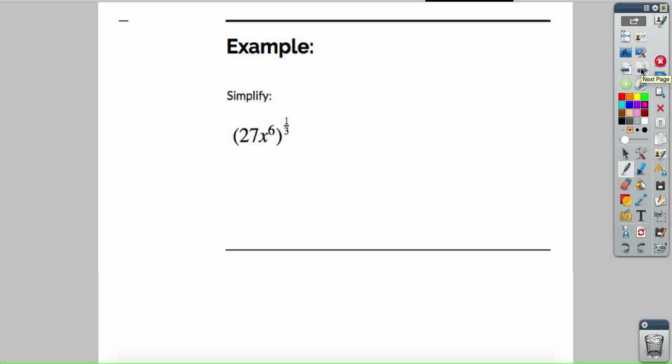So this time we're going to amp it up here. We've got 27x to the 6th and this to the 1/3 power. Now this is where our exponent rules are going to come into play, and I'm going to follow them just like I have with whole numbers. So first of all, I've got the power rule here. Everything is going to get this exponent of 1/3. And the power rule tells me to multiply those exponents. And so here's why we practiced with fractions. So I have 27 to the 1/3, and I have x to the 6/3. And so I'm going to simplify if I can.